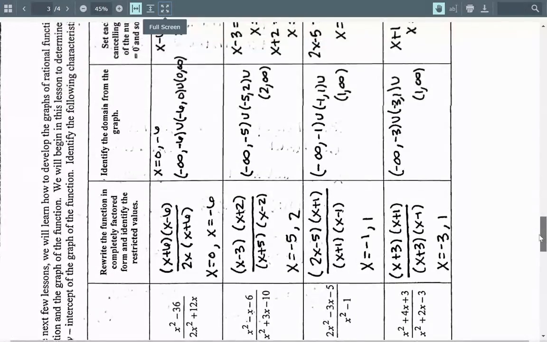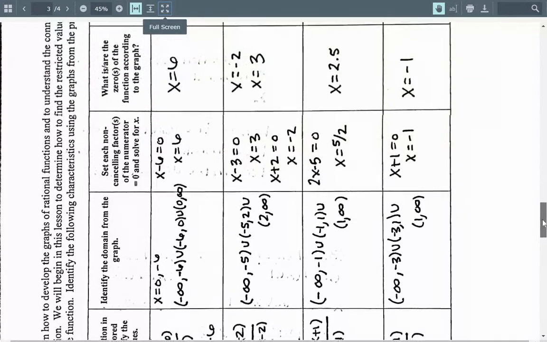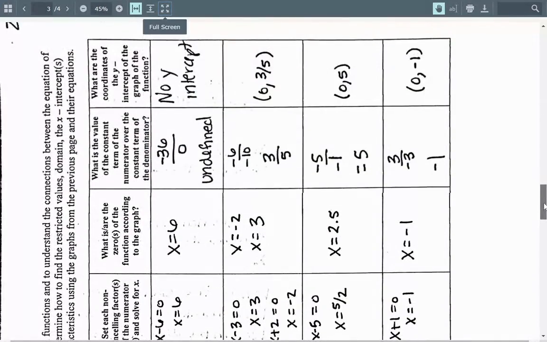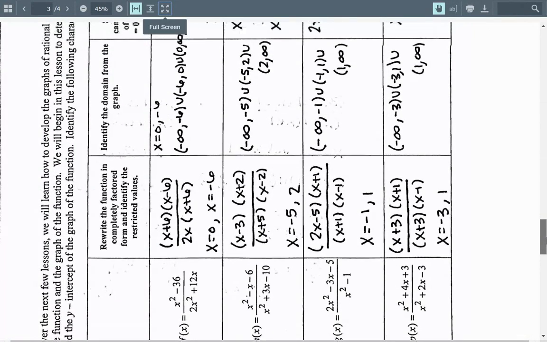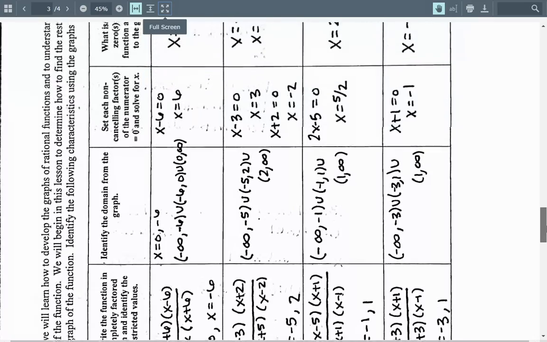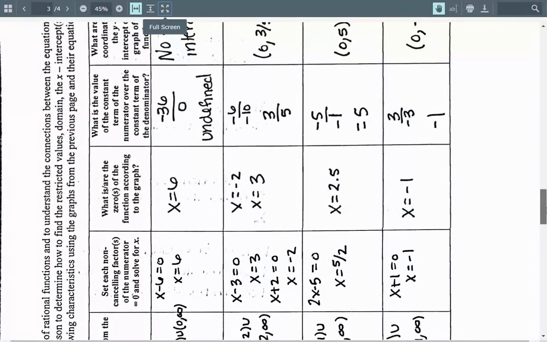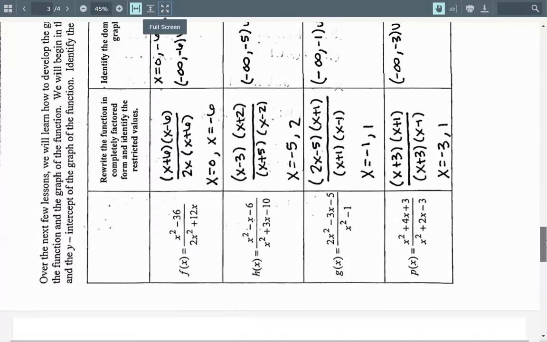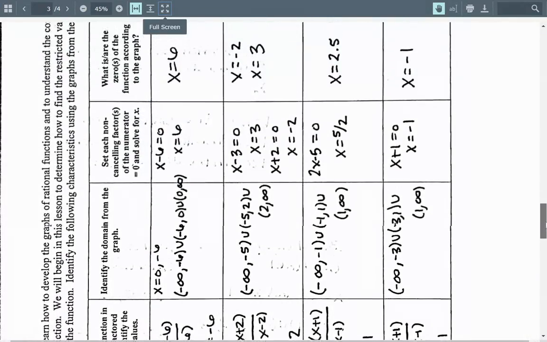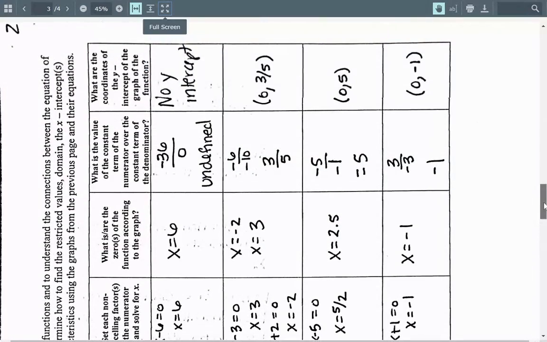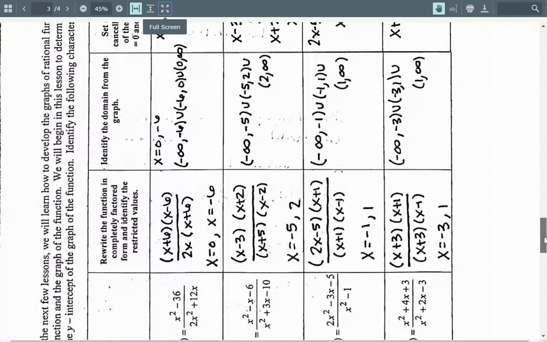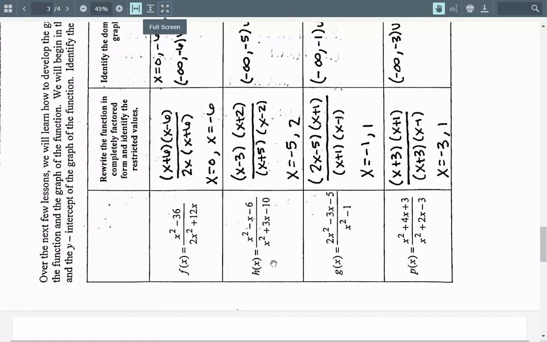Over the next few lessons, we will learn how to develop the graphs of rational functions and understand the connections between the equations of the function and the graph of the function. We will begin in this lesson to determine how to find the restricted values, the domain, the x-intercepts, and the y-intercepts of the graph of the function, and identify the following characteristics using the graphs from the previous page. So these are f of x, h of x, g of x, and p of x from the previous page.